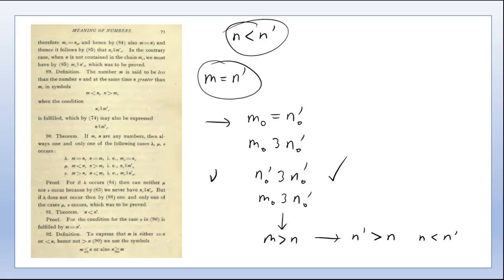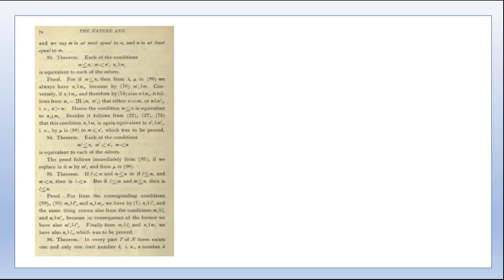So that's the proof of theorem 91. So let's have a look at definition 92. To express that m is either equal to n or less than n, hence not greater than n, we use the symbols m is less than or equal to n, or n is greater than or equal to m. And we say that m is at most equal to n, and n is at least equal to m. Okay, so fairly typical notation.